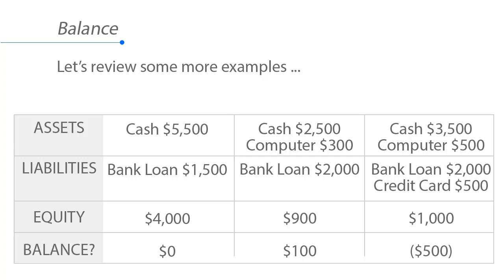Third example, cash $3,500, furniture $500 for total assets of $4,000, minus the liabilities of bank loan and credit card of $2,500. So it should show as $1,500 in equity, but it's showing as $1,000 in equity, which means we're out of balance by $500. The balance sheet, again, should never be out of balance. If it is, there has been an error in the accounting.